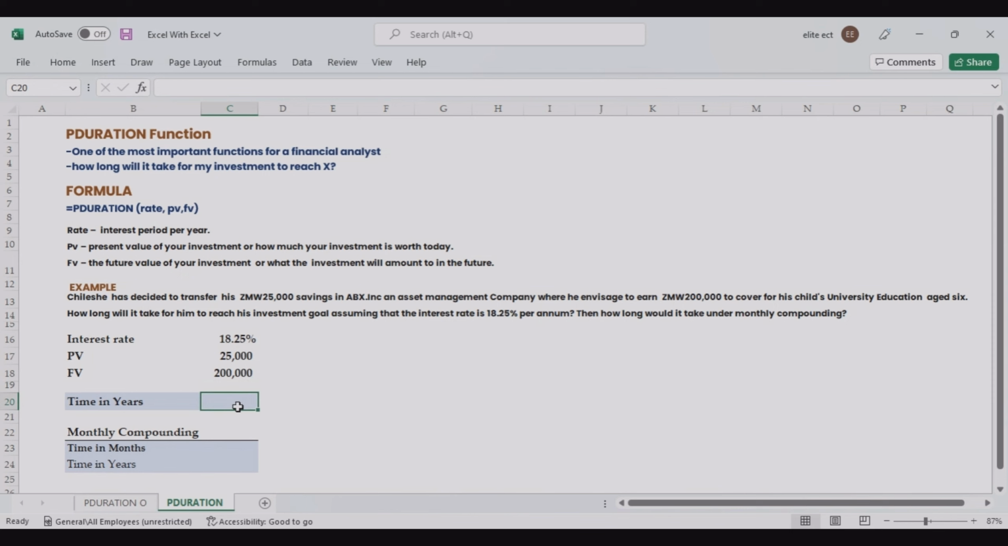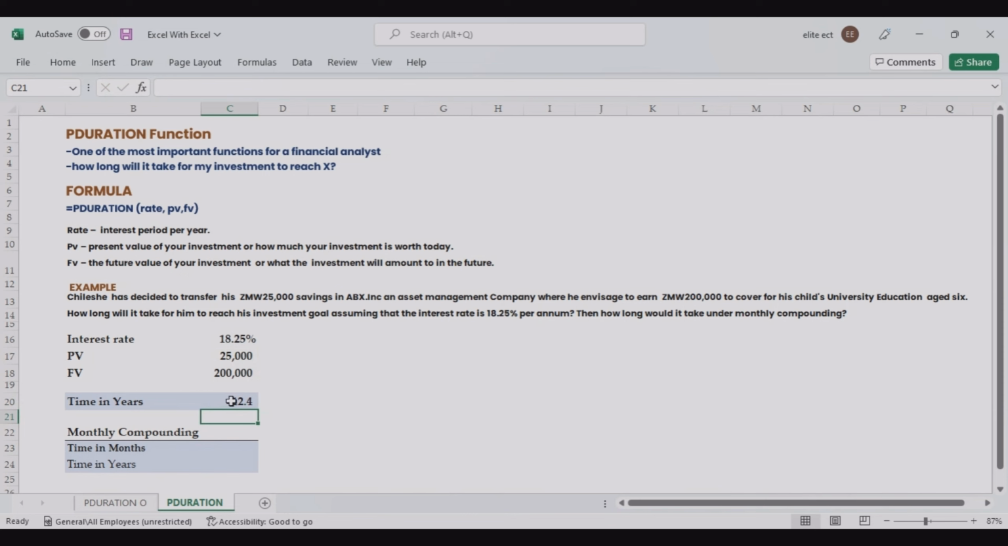In Excel, just type in PD. You notice that there's only one function, which is PDURATION. Once we click there, it asks us to provide three key inputs. The first one is the interest rate, which is annual. We click C16, then present value C17 as per our input, then future value C18. We press enter, and we have 12 years and about 4 months, which is 12.4 years.